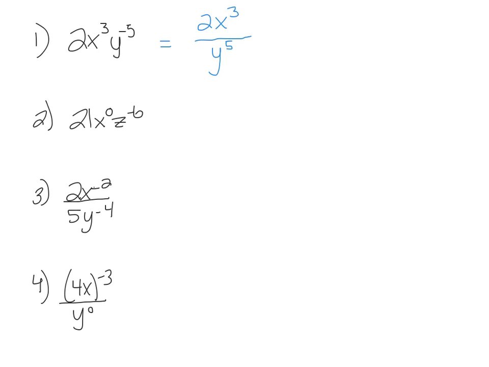Second example, 21x to the 0 and z to the negative 6. So again, I like to draw my fraction bar. What's going to stay is my 21 and technically my x to the 0. And then what's going to move is my z to the negative 6, but it becomes a positive when I move it. And then according to that first property we looked at, anything to a 0 power, like this x to the 0 power, really is just 1.